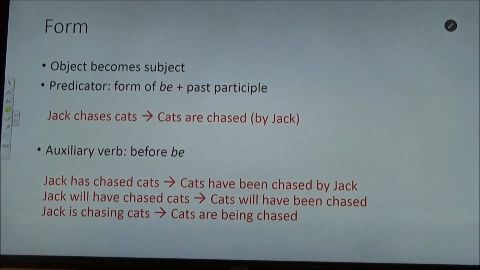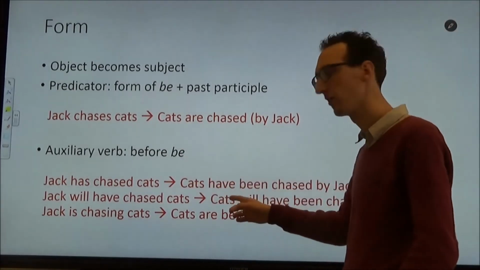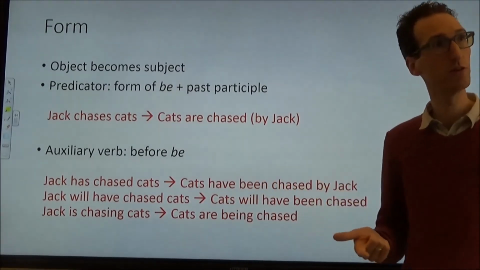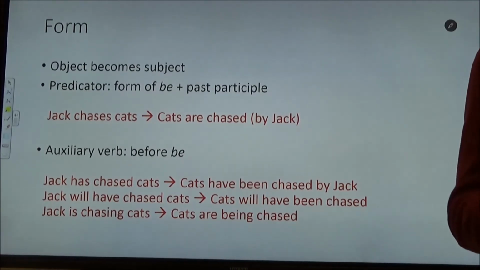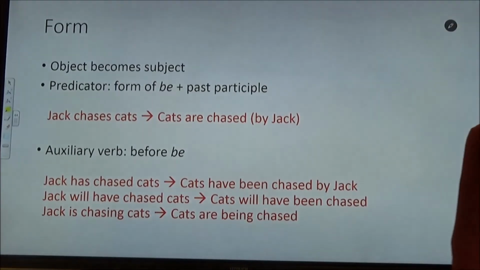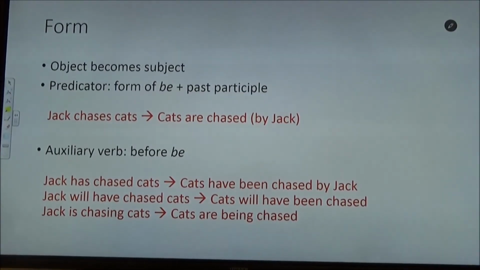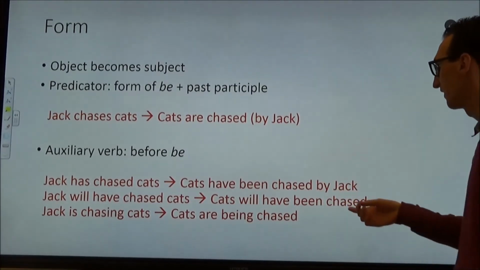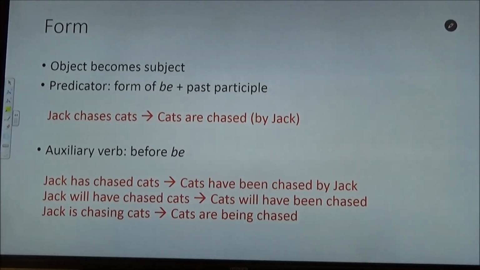Because you use have, the rest automatically becomes the present perfect. Jack will have chased cats. Okay, let's look at this one. Cats is the object, which becomes the subject. That's the first step. That's easy. Then any auxiliary verbs. Well, there's two in this case, right? Will and have. So those come next. Cats will have. Then you need to add the form of be, been, and then chased, the past participle.